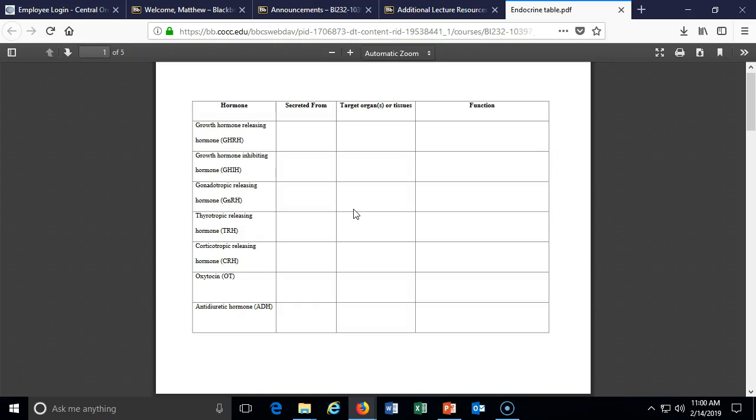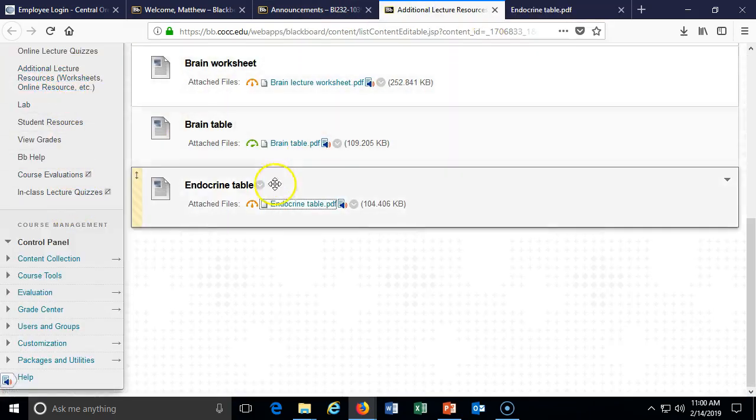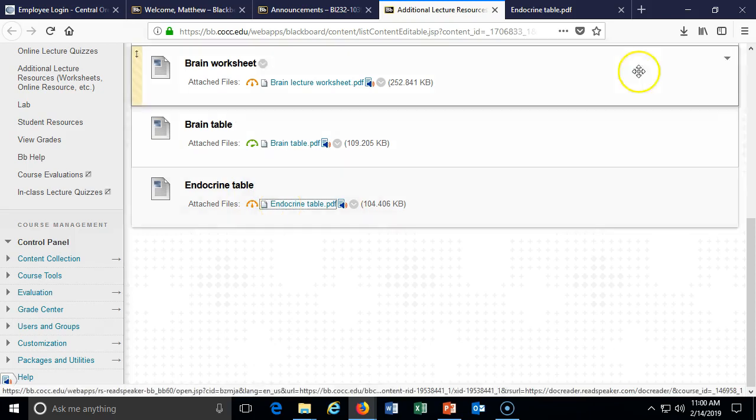All right, so let's continue our discussion here. Before we do, I just wanted to point out, because I think it's really helpful for you guys studying. I know I put this in an announcement on Blackboard, but there is a table for you guys to fill out of all the hormones, where that hormone's secreted from, the target organ, and its function. So be sure to take a look at this table, be able to fill it out. All right? So that's up under, if you look under additional lecture resources, you're going to find it down here as the endocrine table.